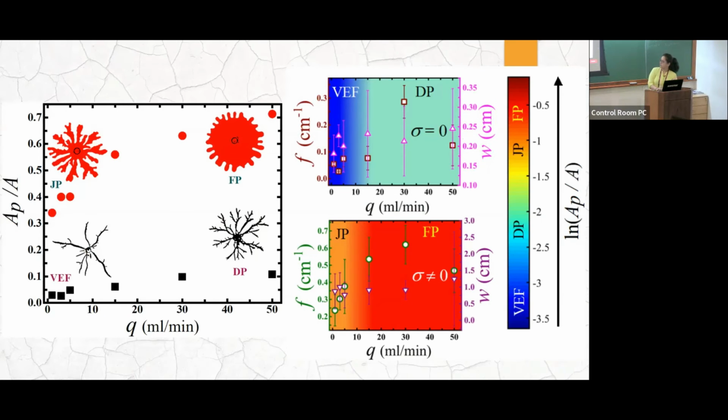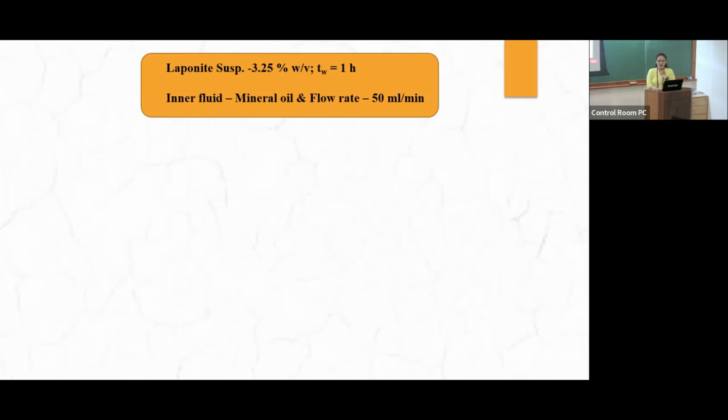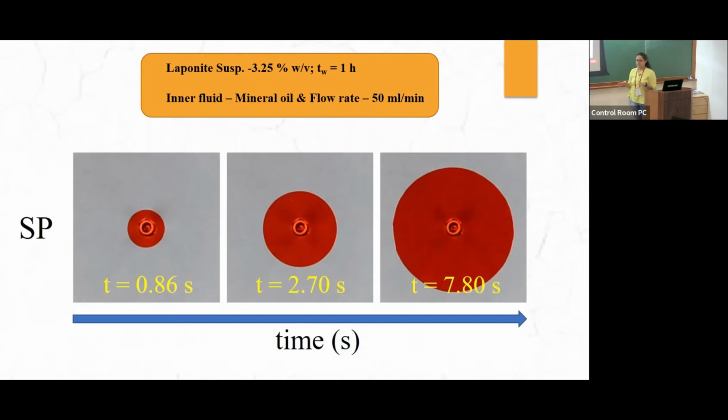Similar analysis has been done for the varying flow rate experiments also, and similar trends have been observed in this case of experiments. But as I said, we want to control these instabilities, right? So there should be complete suppression. So let me tell you, by choosing the appropriate aging time and flow rate, we have observed a complete suppression of instabilities. On the screen, what you are seeing is dyed mineral oil displacing Laponite of age 1 hour with a flow rate of 50 ml per minute. And we have observed this suppression of instabilities.